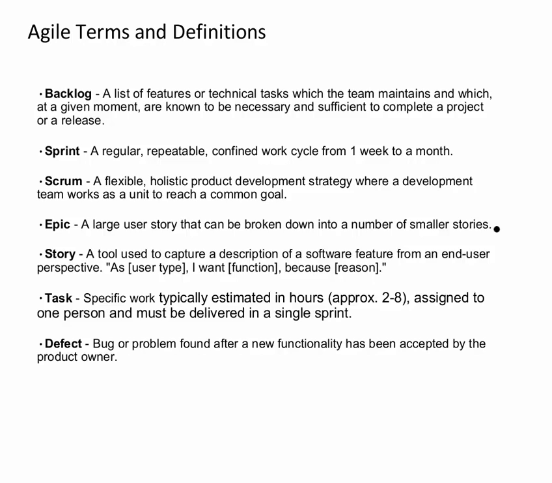Agile developers have their own language and use some interesting terms like backlog, sprint, scrum, epic, story, task, defect, and more. Some definitions of the various terms are provided here.